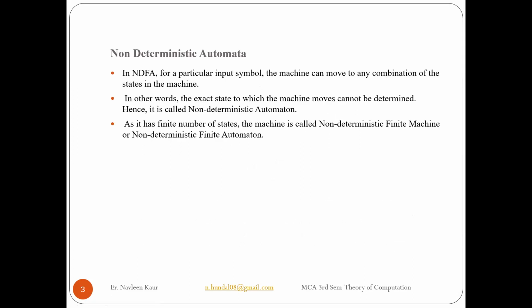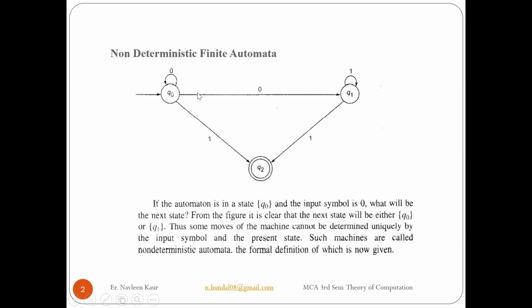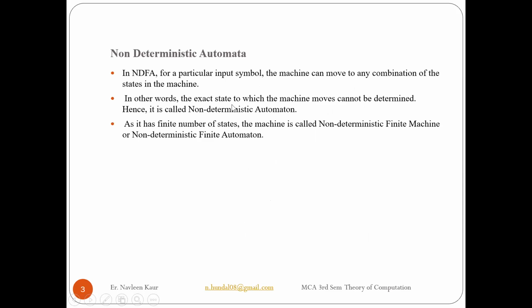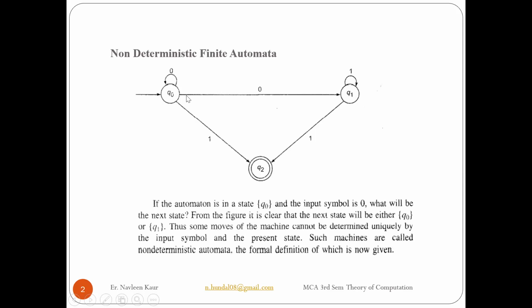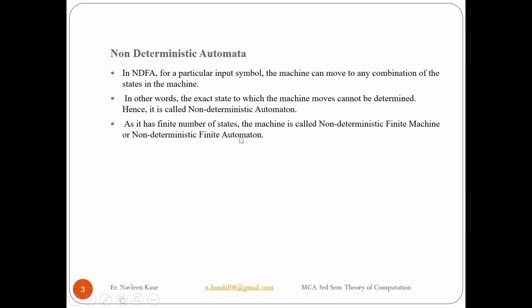And this thing we have already discussed. In an NDFA, for a particular input symbol, for example here the input symbol 0, the machine can move to any combination of the states in the machine. For instance, here the machine can move to Q naught also, and it can move to Q1 also. It means there is more than one state that can be reached if you provide input 0 to state Q naught. In other words, the exact state to which your machine moves cannot be determined. Here you can't determine whether it should move from Q naught to Q naught or to Q1, because there are two states that can be reached and you are confused. If you are not able to determine which state should be your output state, it means that automata is a non-deterministic automata.